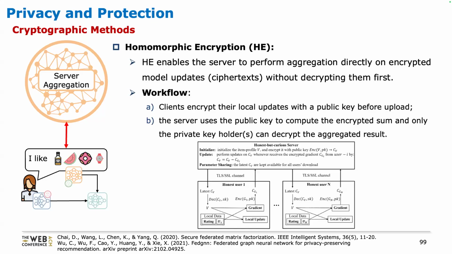This means an honest but curious server never sees any individual user's update, offering very strong privacy, at the cost of extra computation and large messages. Early systems like FedMF and more recent graph-based methods such as FedGNN have shown that HE can be made to work. That bit is the overhead.